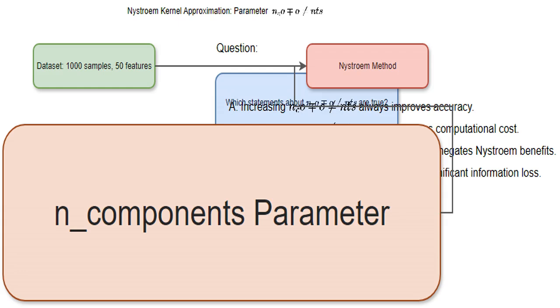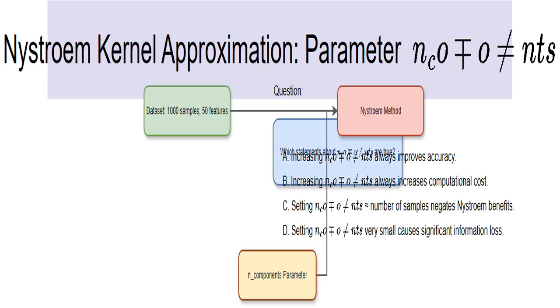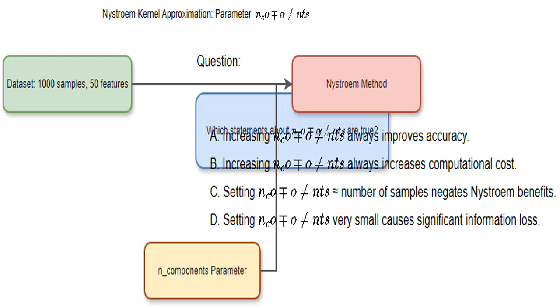A higher n_components means I include more data, leading to a more accurate approximation but at a higher computational cost. Conversely, a smaller n_components means a faster calculation but possibly a less accurate result. I'm working with a dataset containing 1000 samples and each sample has 50 features. This is the information I'll use in the Nystroem approximation. The quiz is about understanding how the parameter n_components in scikit-learn's Nystroem kernel approximation affects the accuracy and speed of the computation.